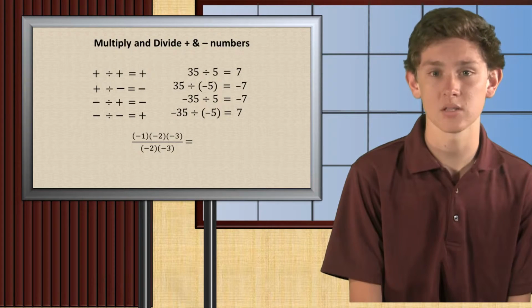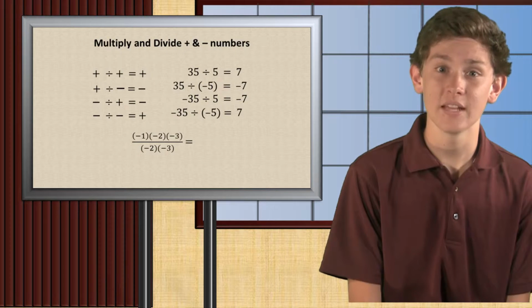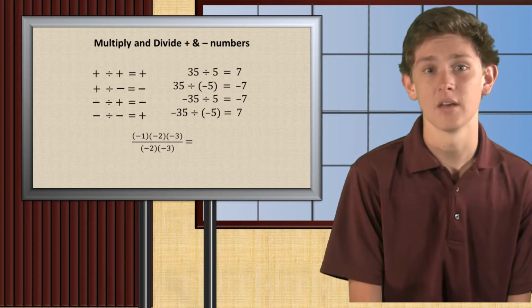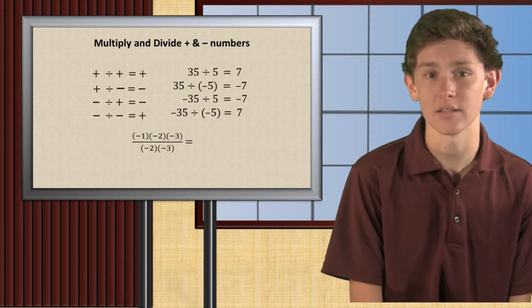Positive divided by positive is positive. Positive divided by negative is negative. Negative divided by positive is negative. And negative divided by negative is positive. We count up the signs the same way we did with the multiplication.